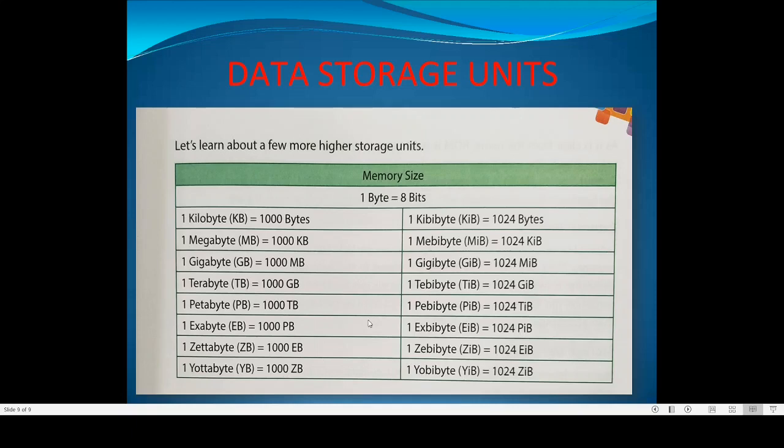1 exabyte is equal to 1000 PB, 1 zettabyte is equal to 1000 EB, 1 yottabyte is equal to 1000 ZB. Here right side follow 1 kibibyte, 1 KiB. Kilobyte is written KB but kibibyte is written as KiB. 1 kibibyte is equal to 1024 bytes. 1 mebibyte MiB is equal to 1024 KiB. 1 gibibyte GiB is equal to 1024 MiB. 1 tebibyte TiB is equal to 1024 GiB. 1 pebibyte PiB is equal to 1024 TiB. 1 exbibyte EiB is equal to 1024 PiB. 1 zebibyte ZiB is equal to 1024 EiB. 1 yobibyte YiB is equal to 1024 ZiB. So these are the data storage units.